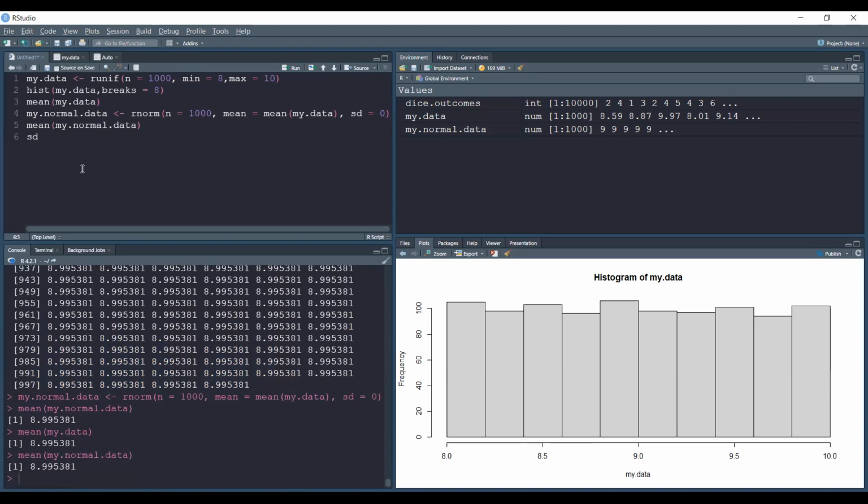And I'm not sure how to do it in R. I think you need to calculate the variance first. So the variance of my data. And then you square root everything. There's probably a single command, but the definition of standard deviation is just the square root of the variance.